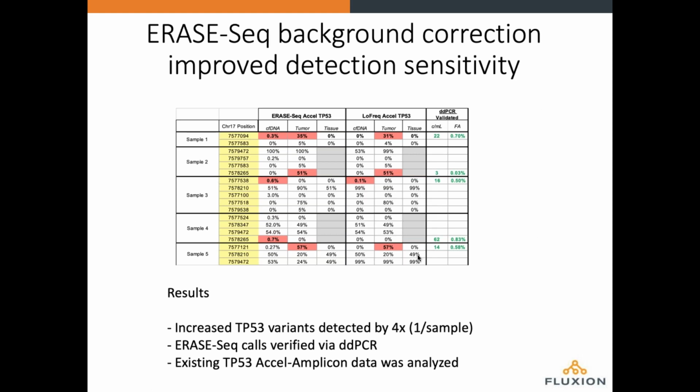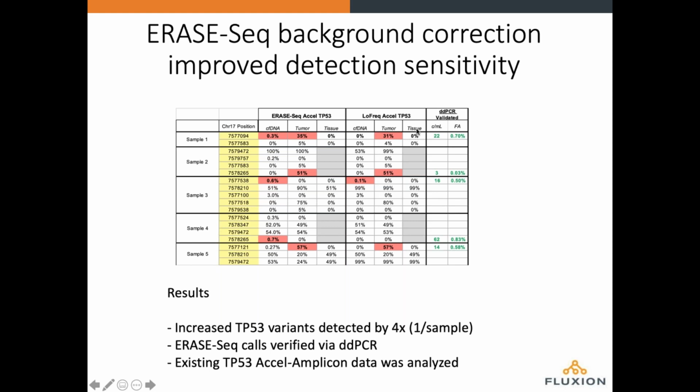So here's the results. What they had originally done, and I hope you can all see this, is just use a low-freq caller, which is a good standard caller for looking at low allele frequency variants from deep sequencing data. They had data at high depth, over 5,000x per sample, and they had sequenced both the cfDNA, the tumor, and the tissue.